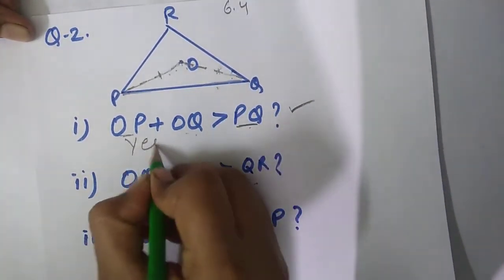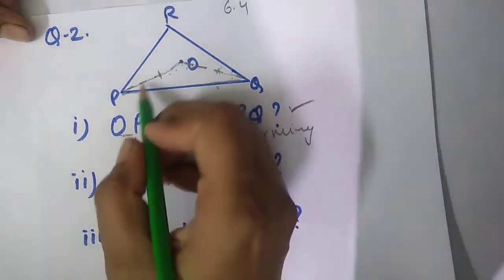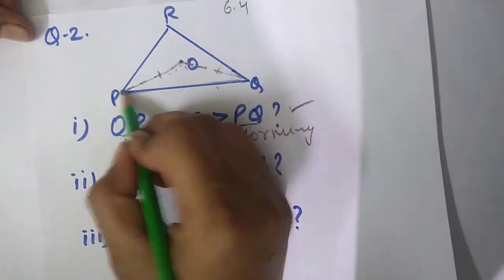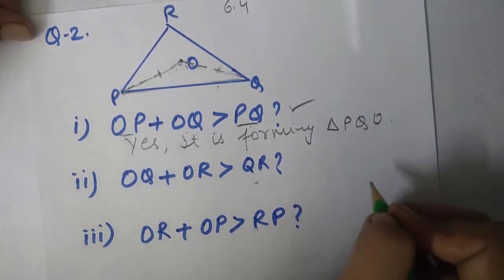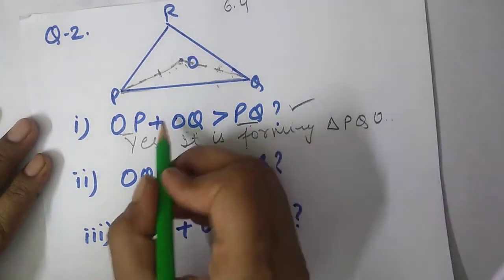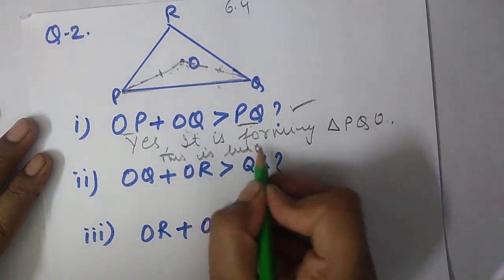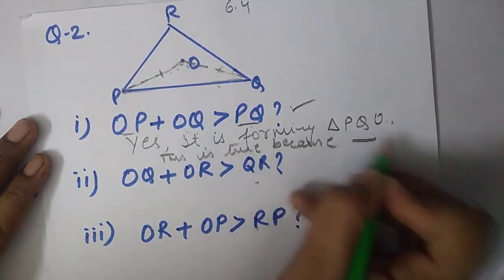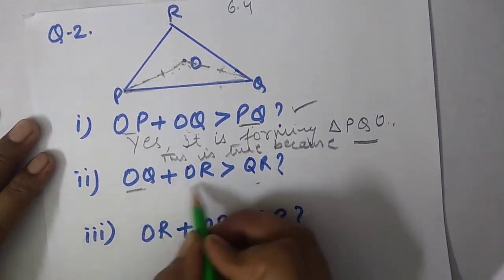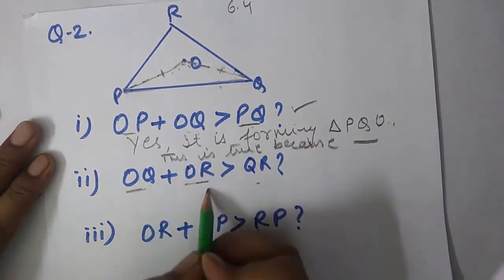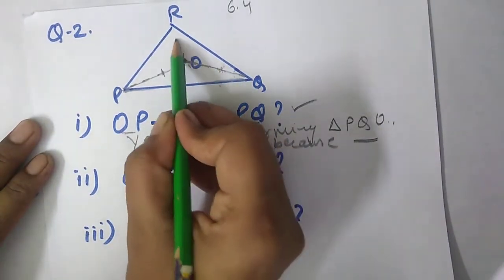So yes, it is forming triangle PQO. This is true because of the triangle inequality. The reason you have to write. Now come to the second part, OQ plus OR. You just have to find where OQ and OR are. This is OQ and this is OR. Let us join OR.